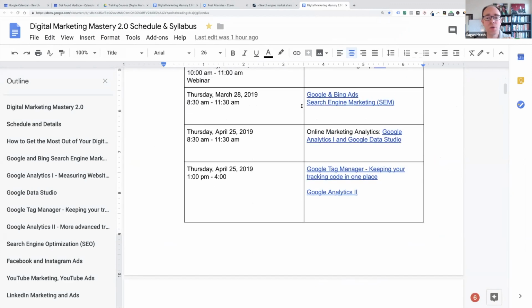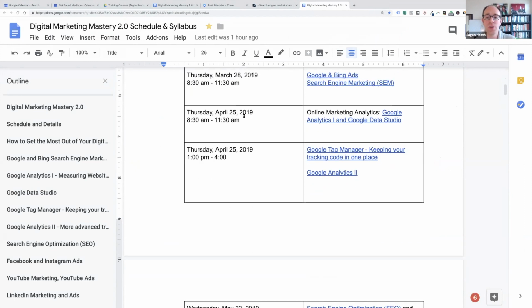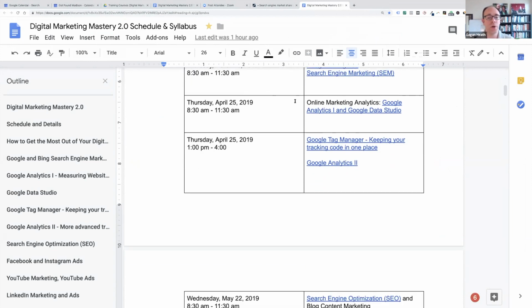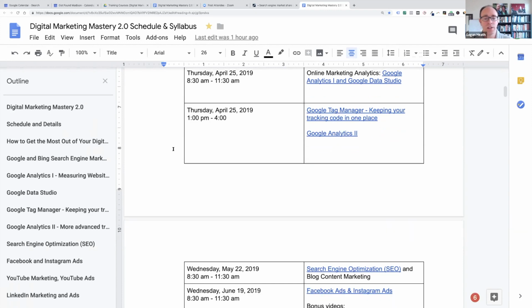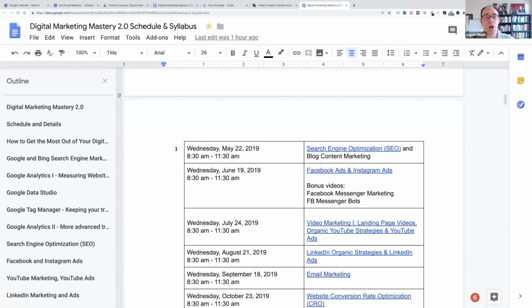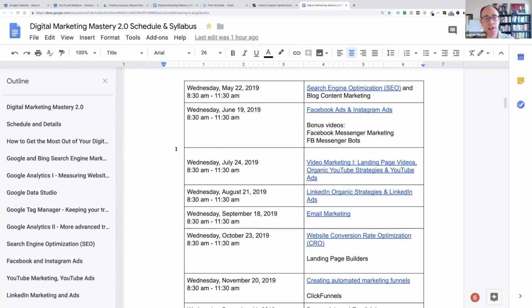So in March, we're going to talk about Google and Bing ads, because those can start getting you results right away. Then we're going to go to Google Analytics and Google Data Studio. April's a little heavy because I want to say, here's how we measure what goes on the site. So we talk about Google Analytics, Google Data Studio, Google Tag Manager. These are always just to measure and create a dashboard of how people are using your site. And then advanced Google Analytics: how do we track even if people are watching our videos, scrolling down, etc.